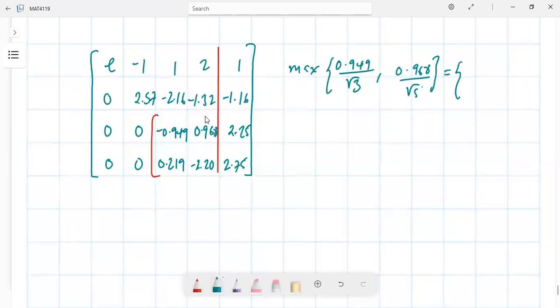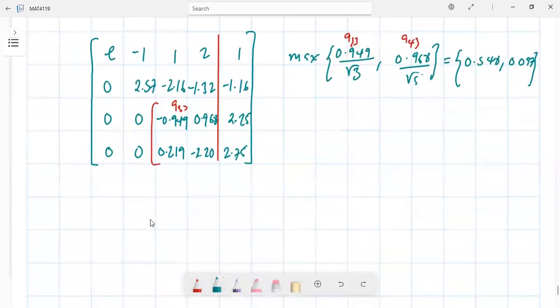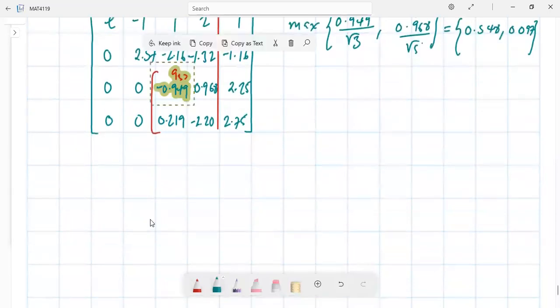This one gives me about 0.548, and this one gives me about 0.097 something. So you notice that this gives us the maximum. And this element, as you can see, is in the third column, third row, right? So this A33 element is the one that gives us the maximum, right? A33. This is what? Fourth row, third column, right? A43. So this one gave us the maximum. So no row interchange again, we maintain the same. And of course, this one now becomes our pivot element.